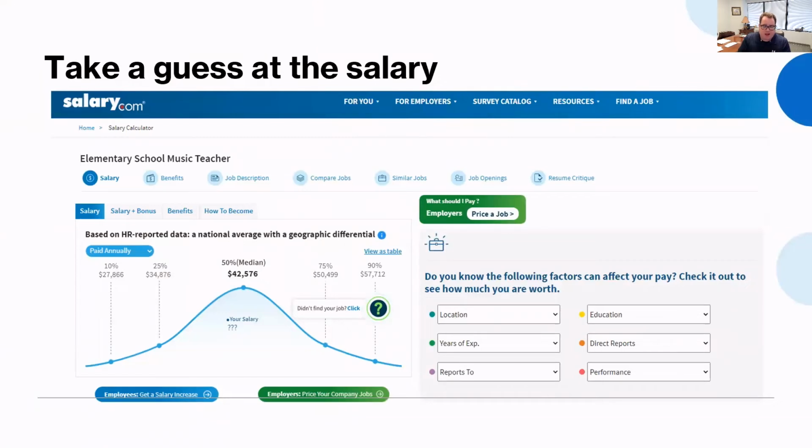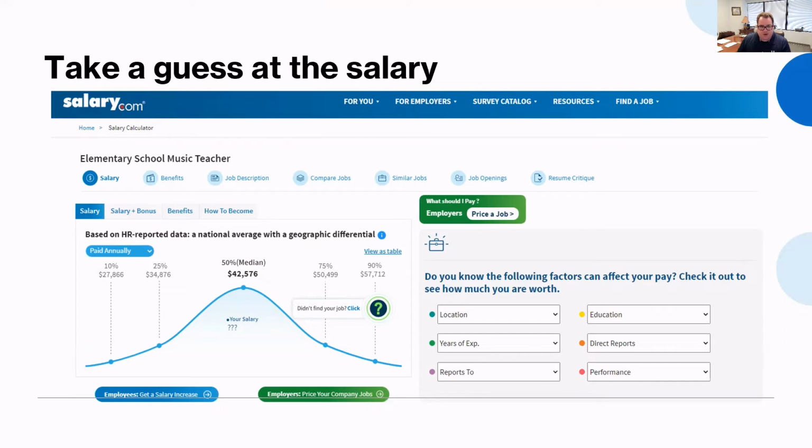The first one is salary.com. You can go to the For You area and then the salary calculator, and you can put in what the career is. So for today's example, I'm going to use elementary school music teacher. This is just the generic result, but you can dial that down into location, years of experience. If you just graduated college, years of experience will be 0 to 1, and any other information that might localize your estimate, but then you're going to get an estimate of what that future salary might be.